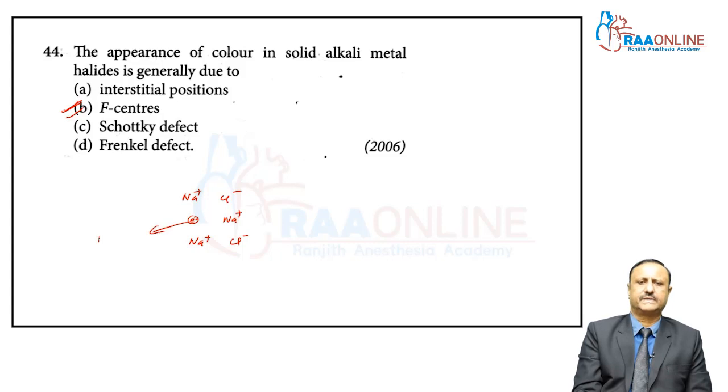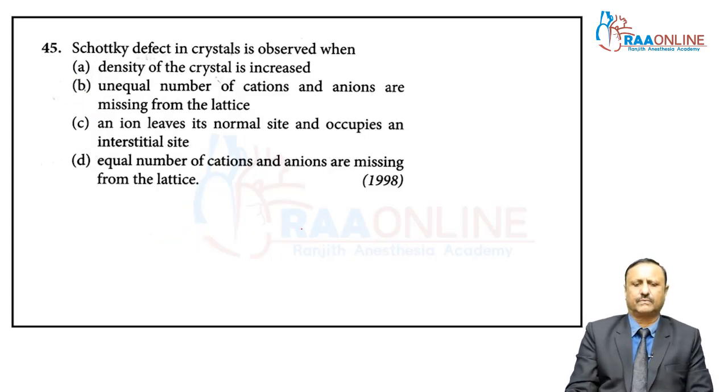then it is called F center. So, my dear students, it is a theory and concept. This is called F center, and the color of the solid alkali metal is due to these electrons, because these electrons accept energy and emit another energy. So, you can go to answer B, question number 44. Now, we can see question number 45.